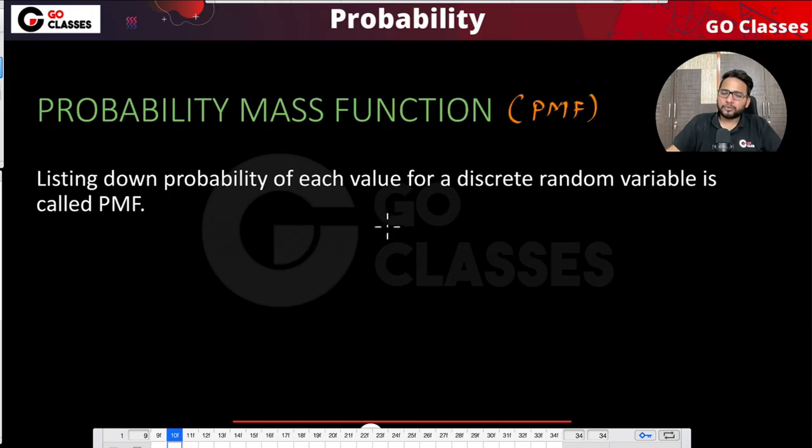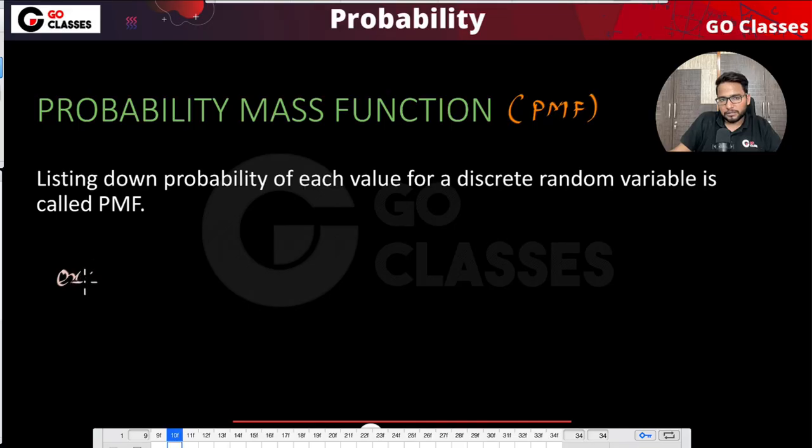Although I have used this term here and there, like in previous lectures also, this is the first time we are defining it properly. What this probability mass function says is that if we are listing down the probability of each value of the discrete random variable, then it is called probability mass function. Let me give you one example.